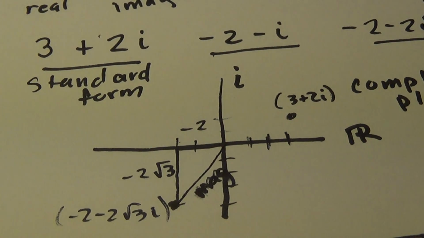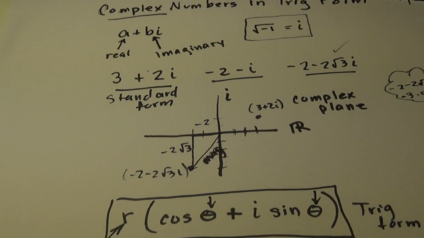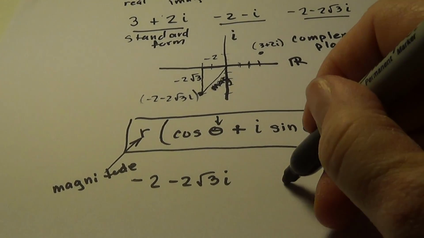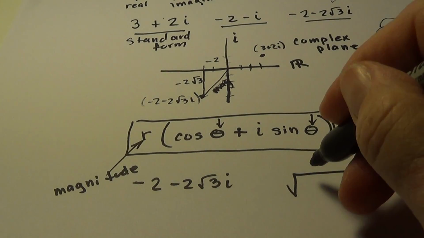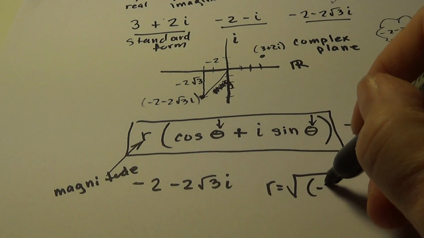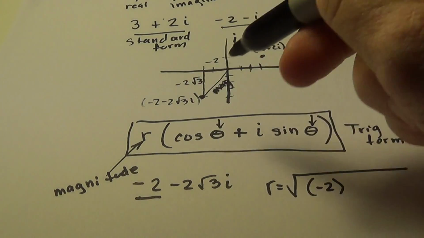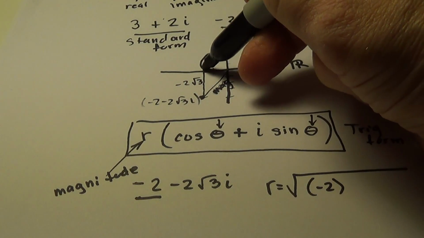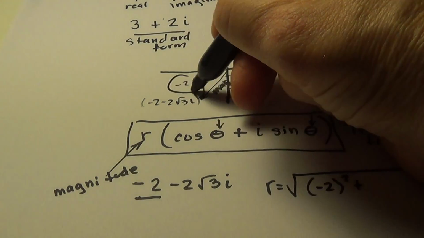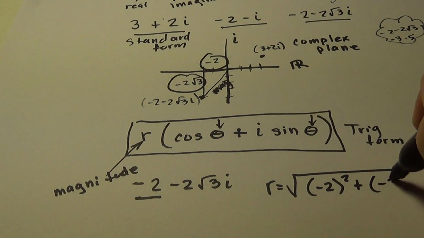So back down here, I'm going to, under the square root sign, Pythagorean R, or the magnitude, is going to be the -2 squared, that's this part right here, plus this part squared.